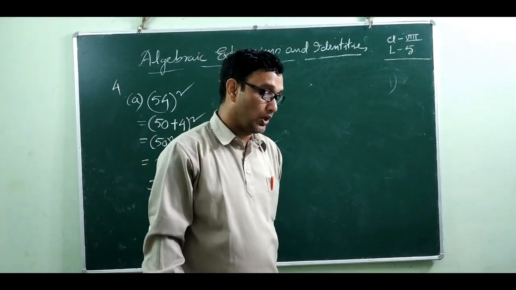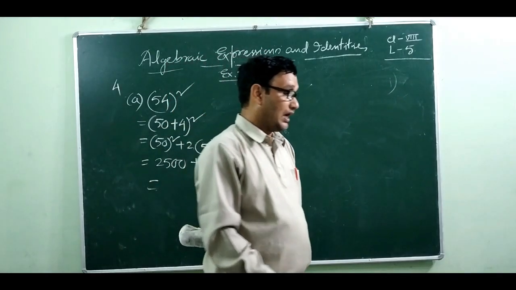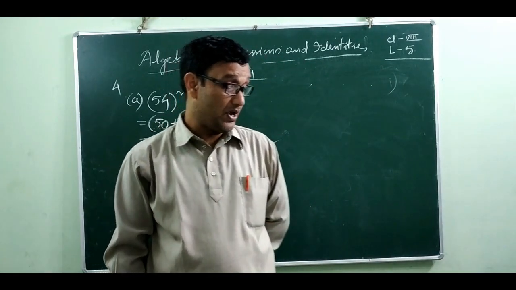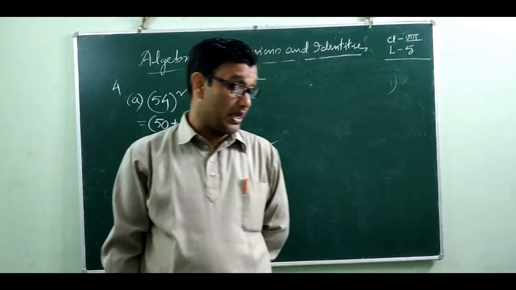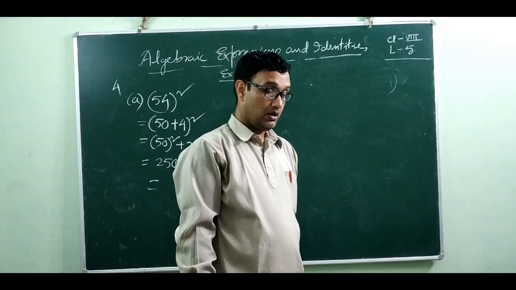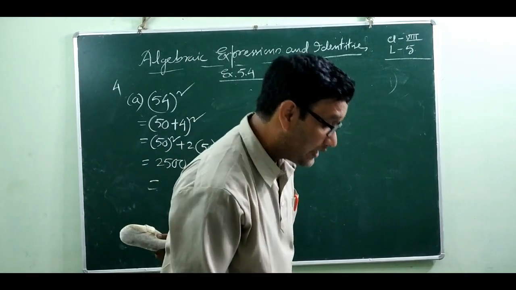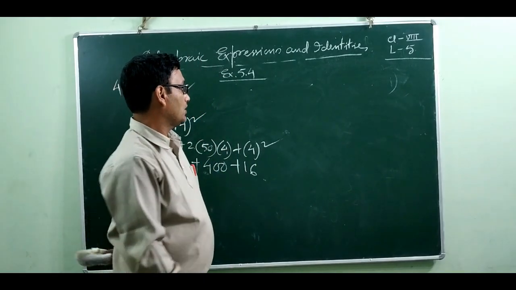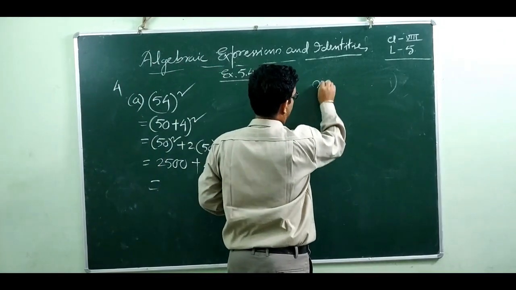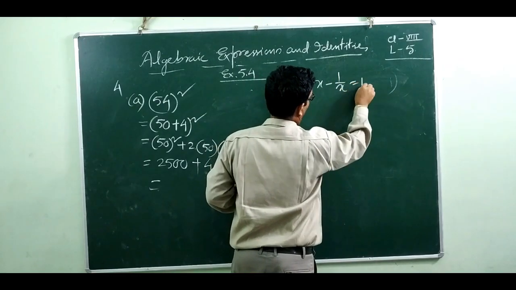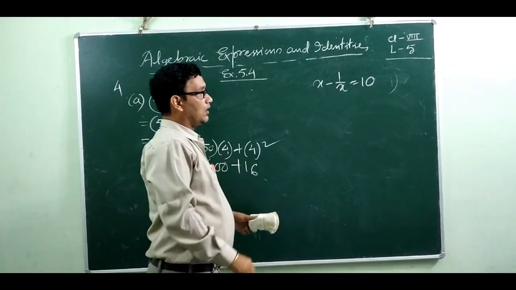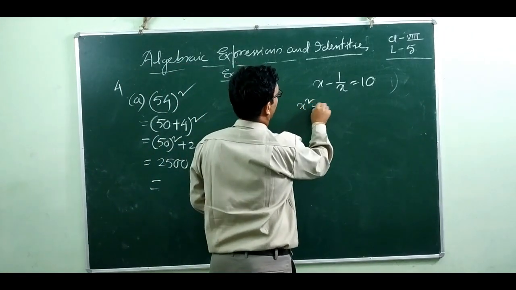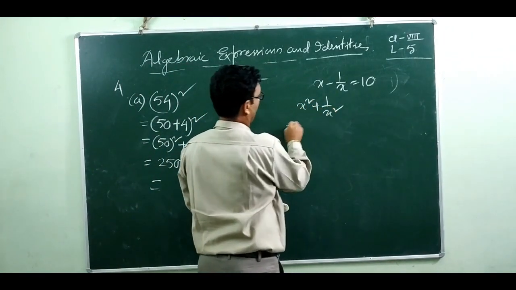Now I am going to show you question number 7. In question number 7, it is given: if x minus 1 by x equals 10, find the value of the following: x square plus 1 by x square. So here x minus 1 by x equals 10. We are going to find out the value of x square plus 1 by x square.